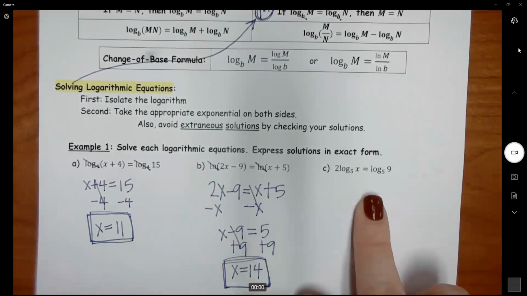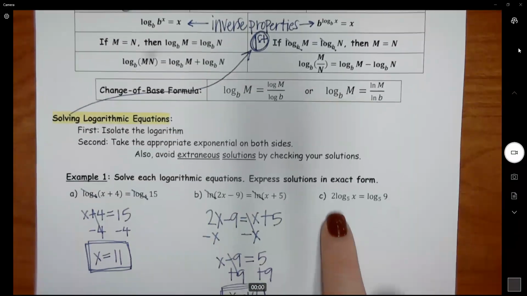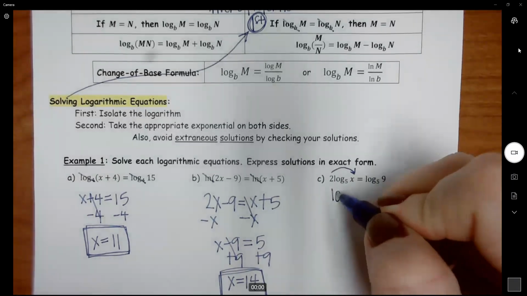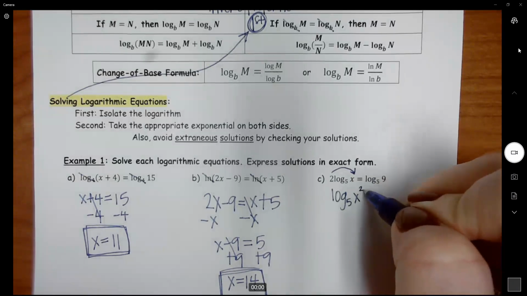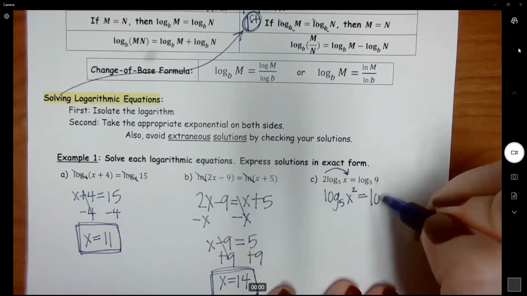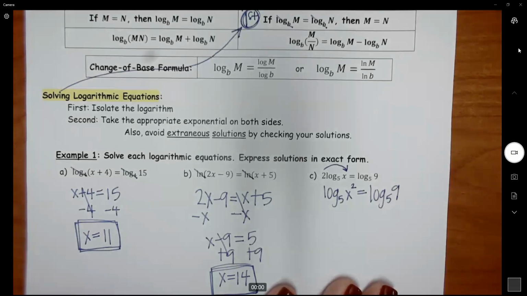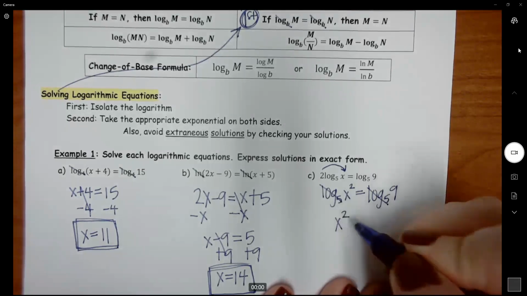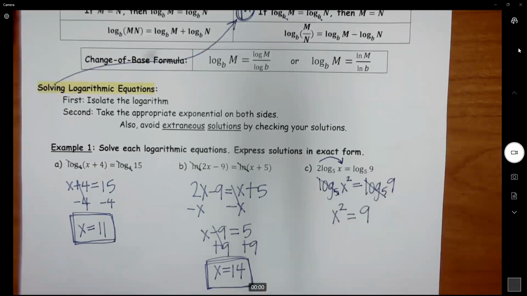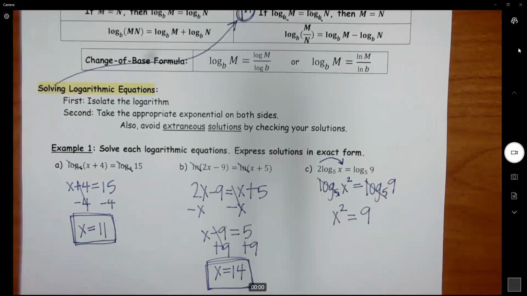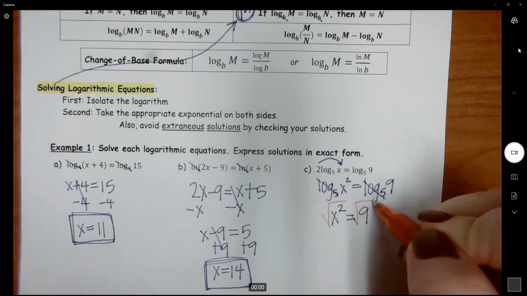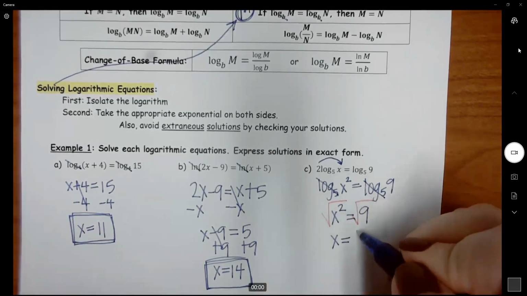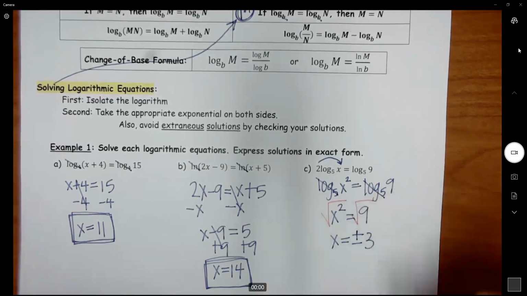Okay, now with C, we do need to use this property here. Because 2 is a factor, we can move that up. So now this is log base 5 of x squared equals log base 5 of 9. Now my log base 5's cancel, and we are left with x squared equals 9. To get x by itself, the opposite of squaring x would be to take the square root. So we get x equals plus or minus 3.